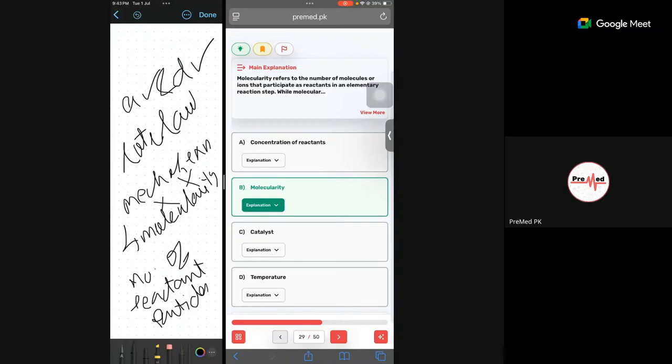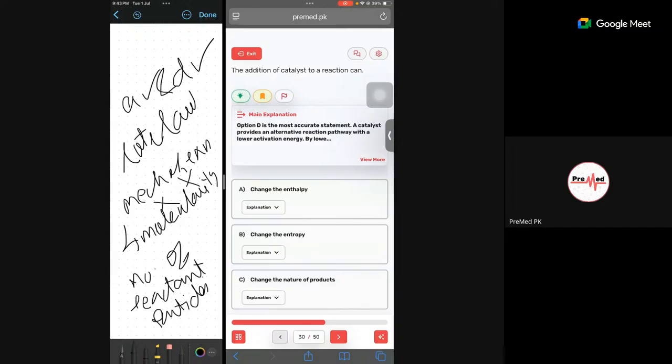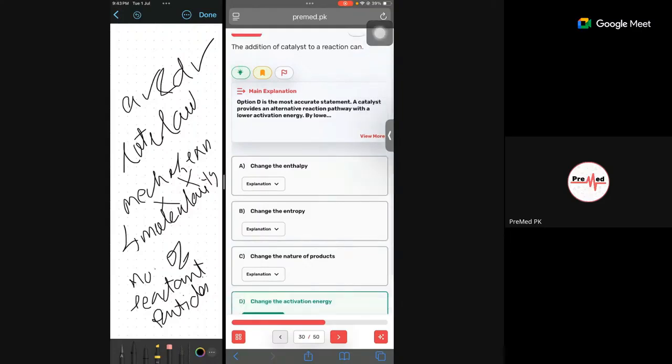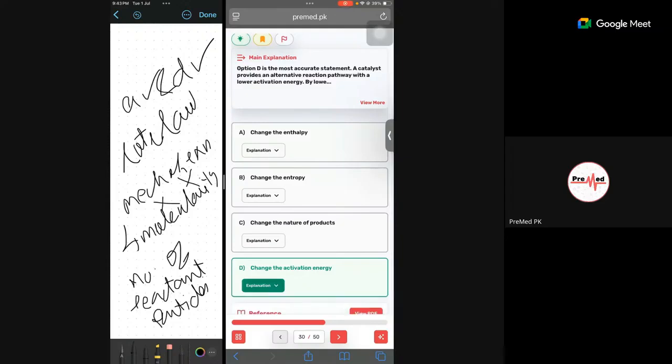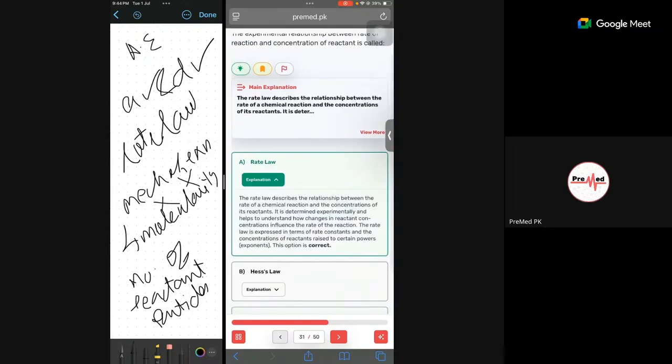So we can't say anything like that about the rate of reaction. Coming on to the 30th MCQ: the addition of a catalyst to a reaction can change enthalpy, entropy, nature of products, or activation energy. The most suitable option over here will be the activation energy, because enthalpy and entropy are usually discussed in thermodynamics, and they are not controlled by a catalyst. A catalyst works just with the activation energy and nothing more. So we will use this best option, which is activation energy.